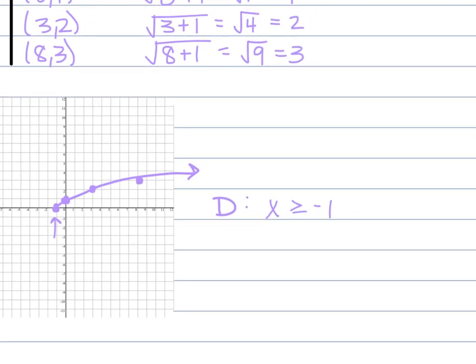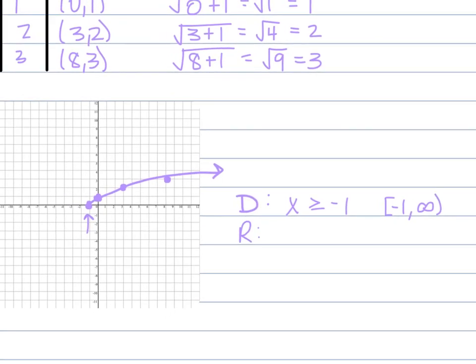You could also write this as, because it's greater than or equal to, you're going to have a bracket on the negative 1, and then it's going to go to infinity. So parentheses on the infinity. For your range, look at the values for your y's. Your lowest is that 0. So y is greater than or equal to 0. You can also write it as a bracket, 0, comma, infinity, parentheses.